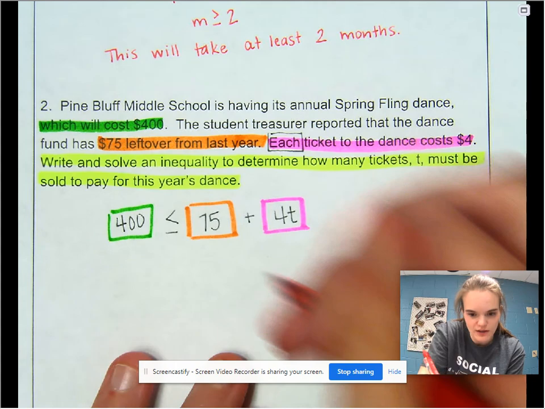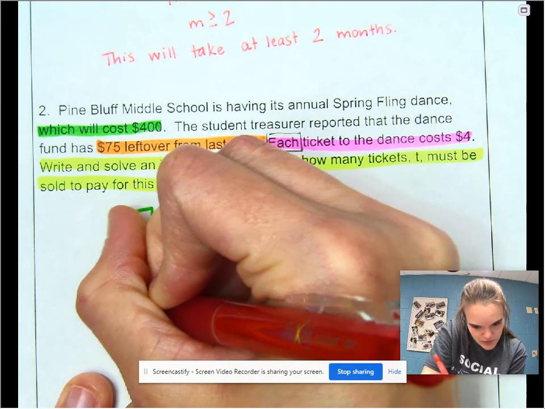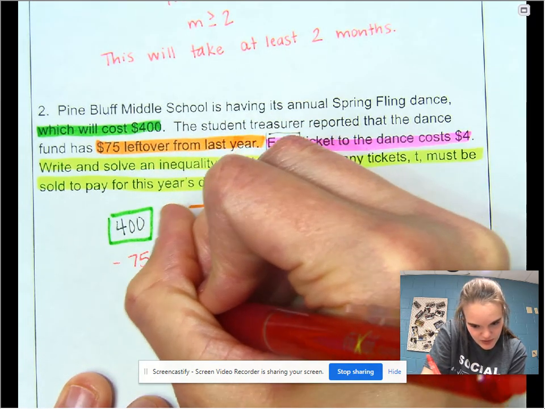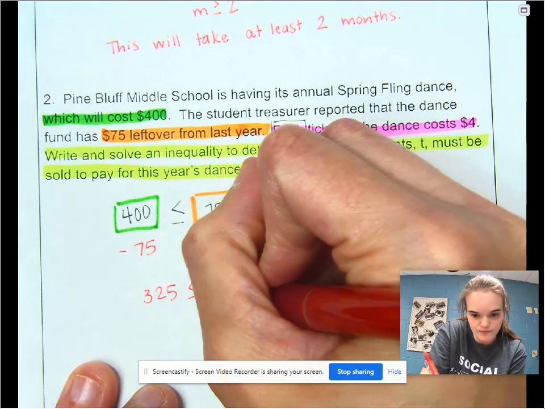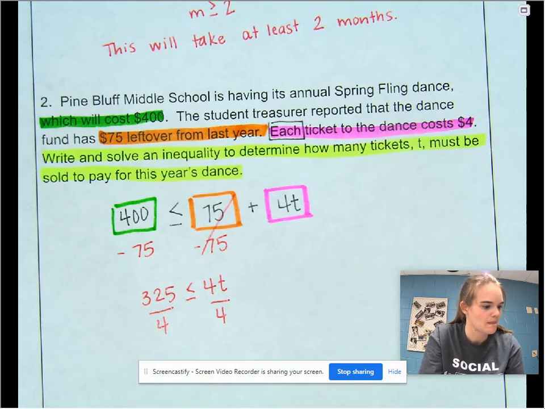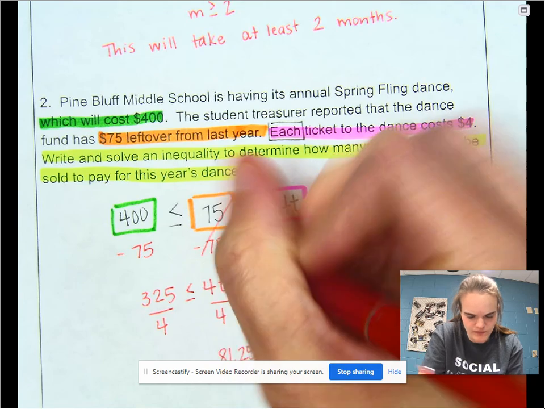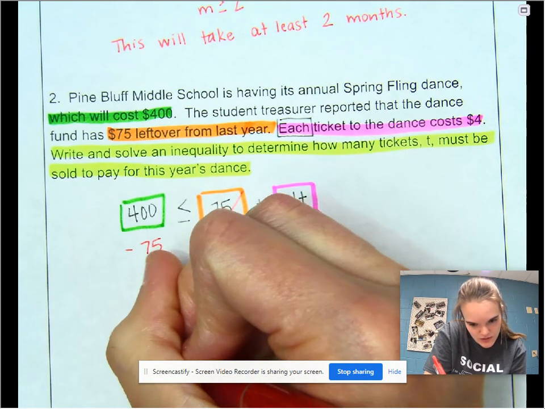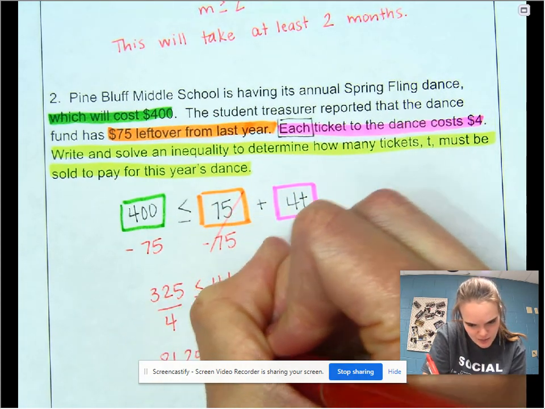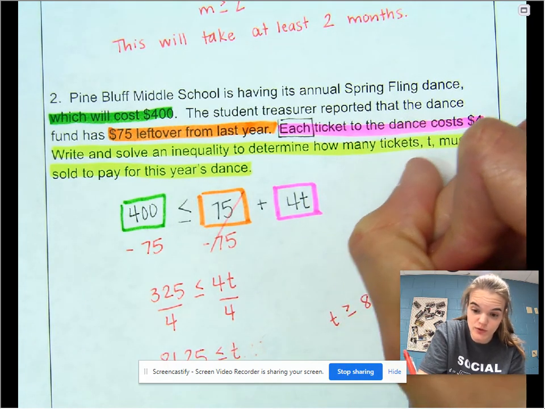So we're going to subtract 75. $325 is less than or equal to 4t. Divide by 4 is 81.25. Not writing it in the right place, guys. 81.25. Now, I got a problem. I can also write it as t is greater than or equal to 81.25.